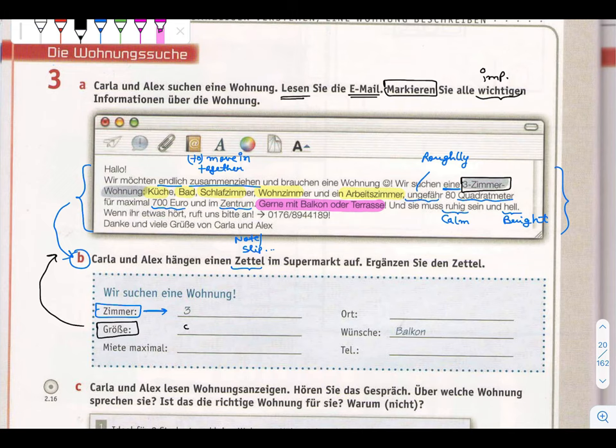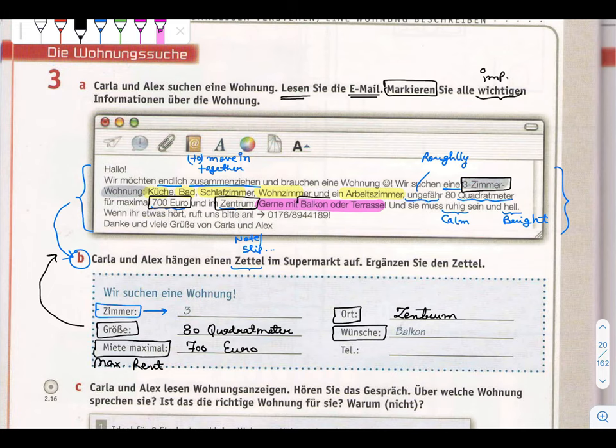So, 80 quadrat meter. Okay. Miete maximal means rent, maximum rent. Here, 700 euro. Ort, place. They also talked about place, where they want. Here im Zentrum. Okay, Wünsche. They also told here, see, Balkon oder Terrasse, and telephone number. Here is the telephone number. 0176894419. Okay, like this.